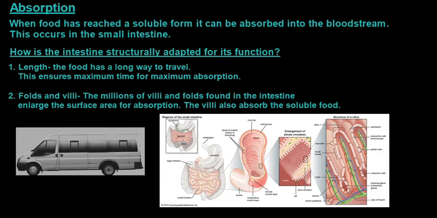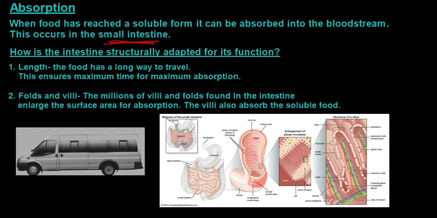This occurs in the small intestine. So this is where absorption occurs, in the small intestine. And the small intestine is specifically adapted for its function in the following ways. So firstly, it is very long. So the food has a long way to travel.